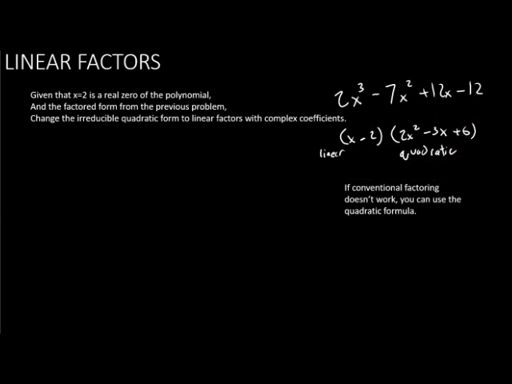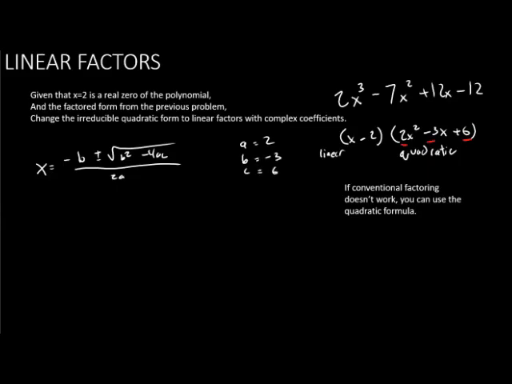The quadratic formula says that x is equal to negative b plus or minus root b squared minus 4ac, all divided by 2a. To find a, b, and c, we look to our quadratic piece. Our a is positive 2, our b is negative 3, and our c is positive 6.